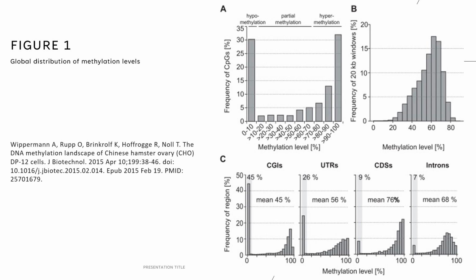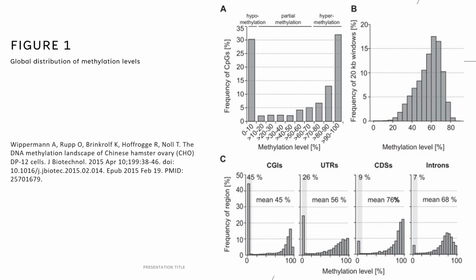Moving on to the figures from primary research articles, this was one of the first ones I found, and it's out of an article titled The DNA Methylation Landscape of Chinese Hamster Ovaries. Basically what we're looking at here is the global distribution of methylation levels. The main one I wanted to focus on is this A figure right here, which is looking at hypomethylation, so undermethylation, partial methylation, or hypermethylation. And this is exactly what this technique will pop out, and then they were able to use this within their research.